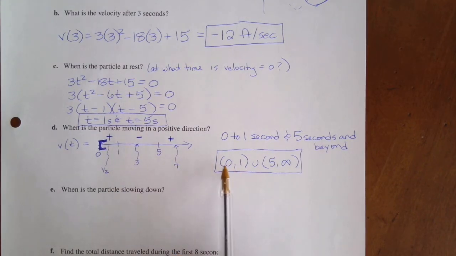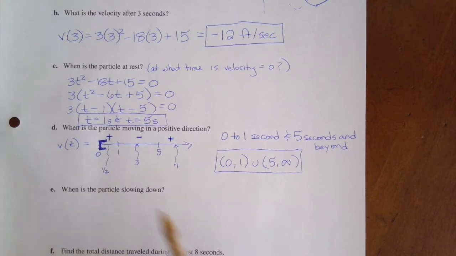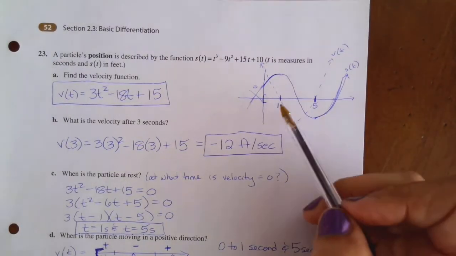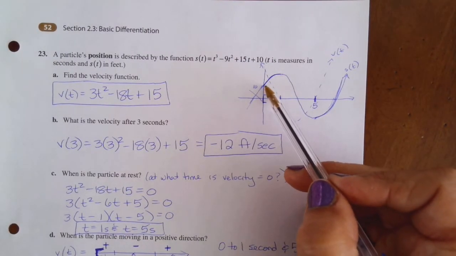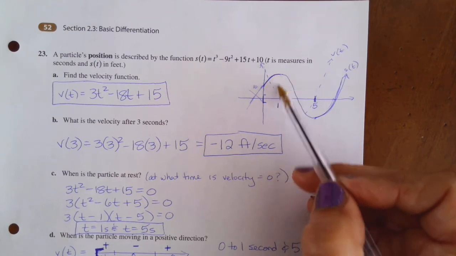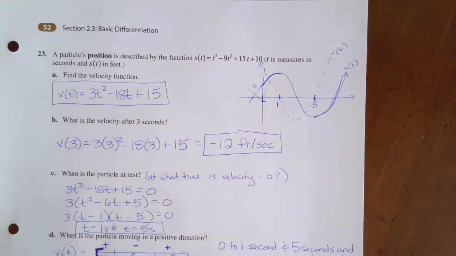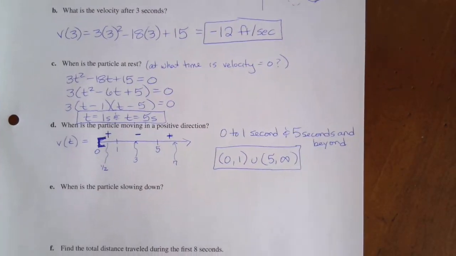That's what's going on. Okay, so from 0 to 1 and 5 to infinity, which again, go back to the graph, that makes sense. Here's where the time is 0, here's where the time is 1, right? And then here's where the time is 5, and up. And those are where your positive derivatives are, where the slope would be a positive number.